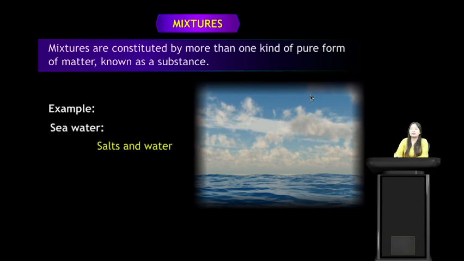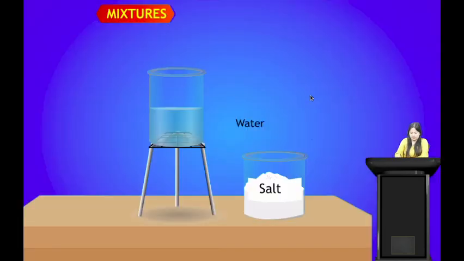So seawater is constituted of salts and water, so it is not pure, correct? So let us take here, we have water in a beaker, we have salt here. Add a spoonful of salt into the beaker. Now we get a salt and water mixture in this beaker.